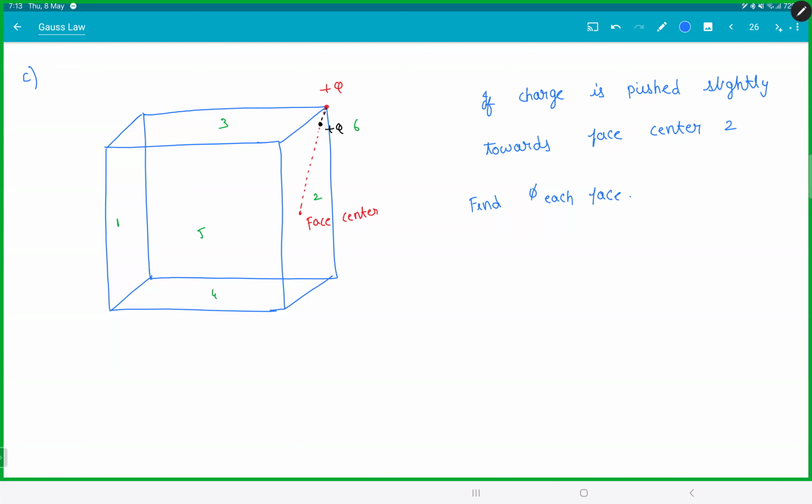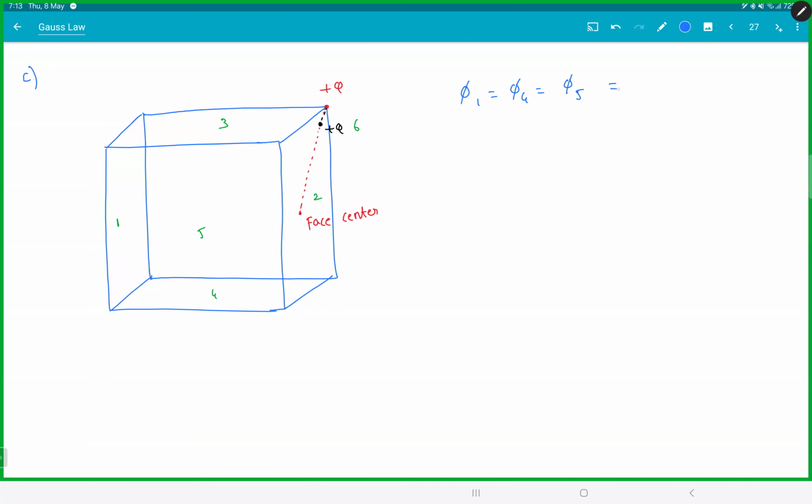Let's see. Tell me one thing. If you move the charge very little, do surfaces 1, 4, 5 think something changed? They will still think the charge is at the corner, isn't it? So flux 1, flux 4, and flux 5 will still remain q by 24 epsilon. Since it is moved slightly, the distances will be almost the same, the angles will be almost the same. The three surfaces will think, yeah, this guy is still at the corner.